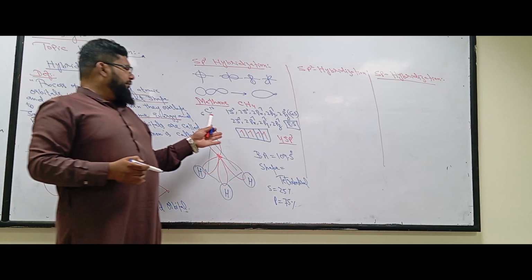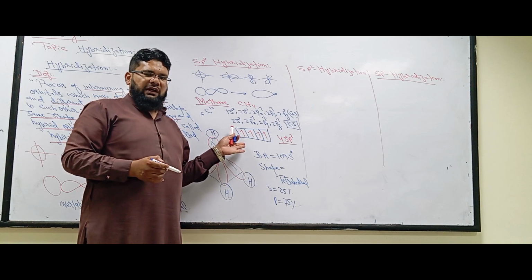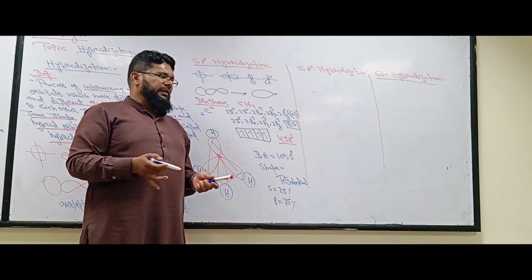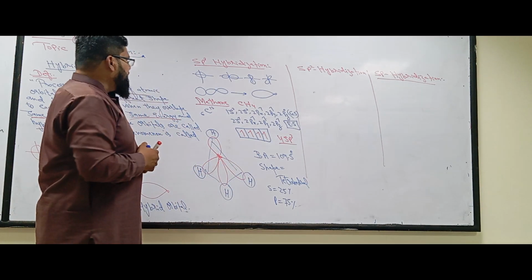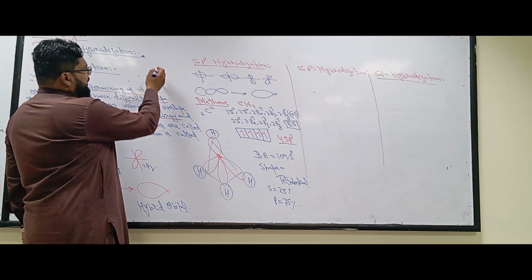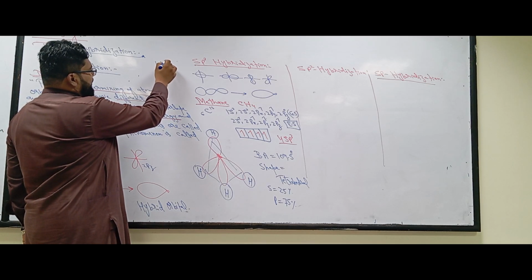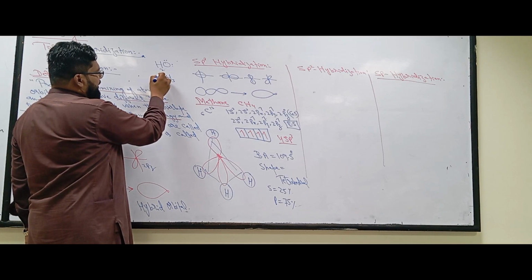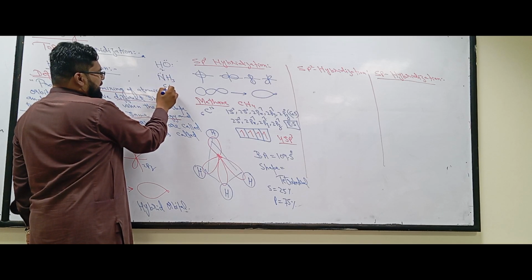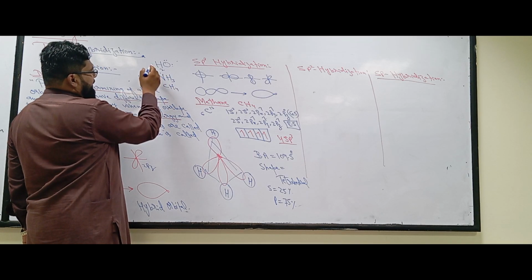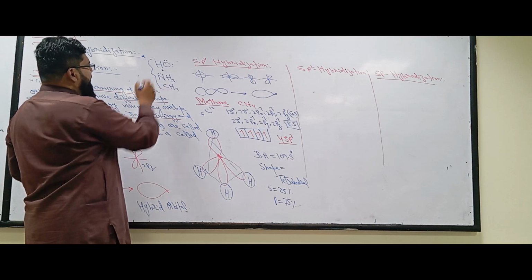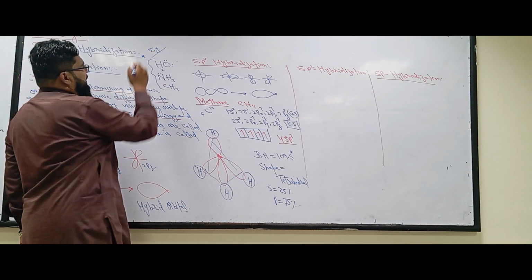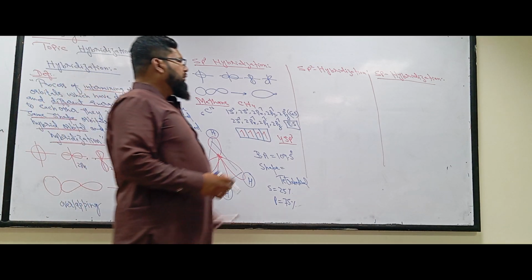There are various examples of sp3 hybridization like methane, ethane, propane, and so on. Other than methane and organic compounds, water is an example of sp3 hybridization. Ammonia is an example of sp3 hybridization. These are the examples of sp3 hybridization.